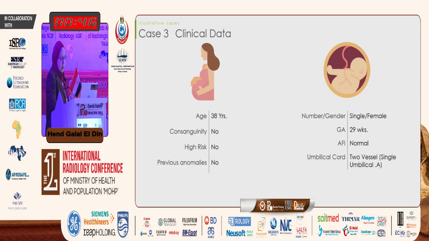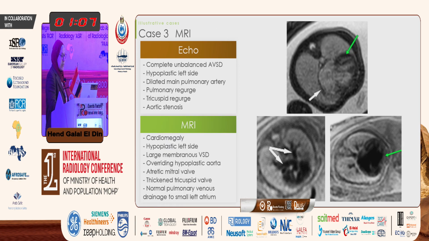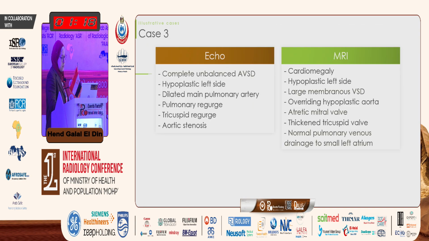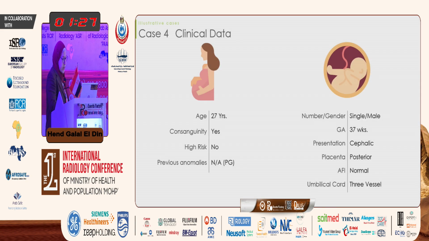Case 3, the patient was maybe normal with only the 2 vessel umbilical cord. Echo showed complete unbalanced AVSD with hypoplastic left side, dilated main pulmonary artery and pulmonary regurgitation, tricuspid regurgitation, and aortic stenosis. MRI showed cardiomegaly, hypoplastic left side, large membranous VSD, overriding hypoplastic aorta, atretic mitral valve, thickened tricuspid valve, and normal pulmonary venous drainage. Postnatal echo confirmed hypoplastic left heart syndrome and mitral valve atresia, like MRI said.